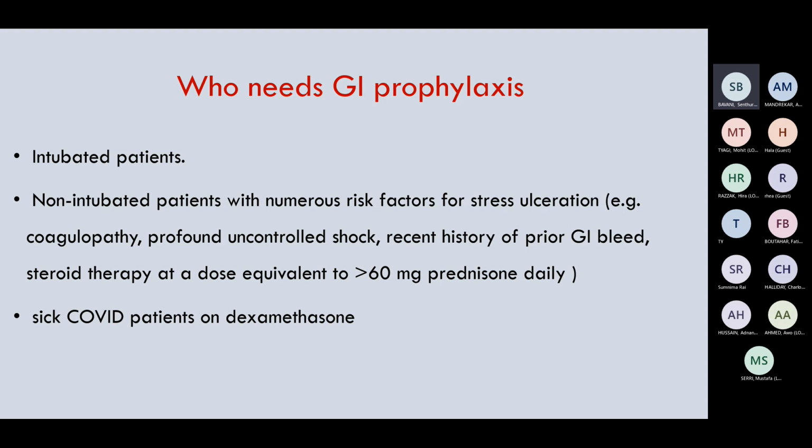Who needs GI prophylaxis? Intubated patients, and non-intubated patients with risk factors. What are the risk factors? Coagulopathy, profound uncontrolled shock, recent history of GI bleed, or a patient on steroid therapy taking more than 60 milligrams of prednisolone daily, and sick COVID patients on dexamethasone.